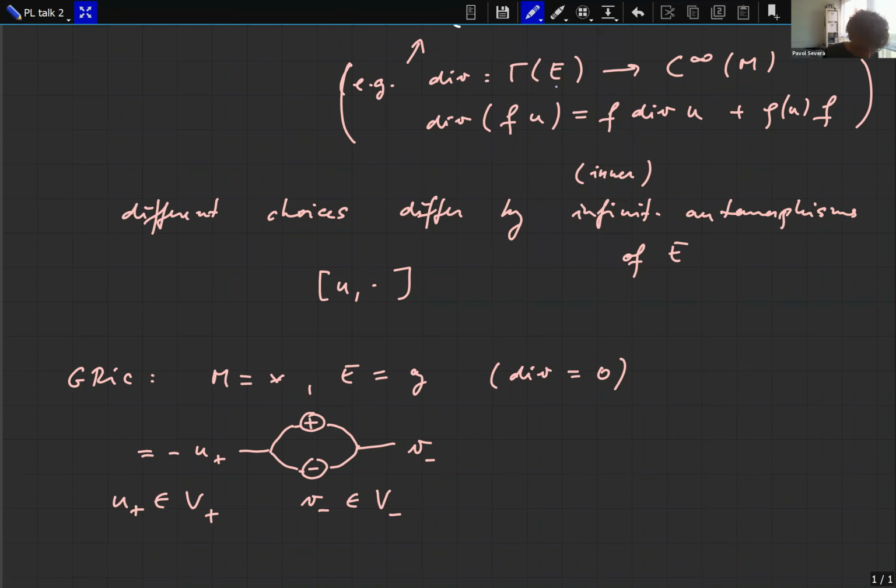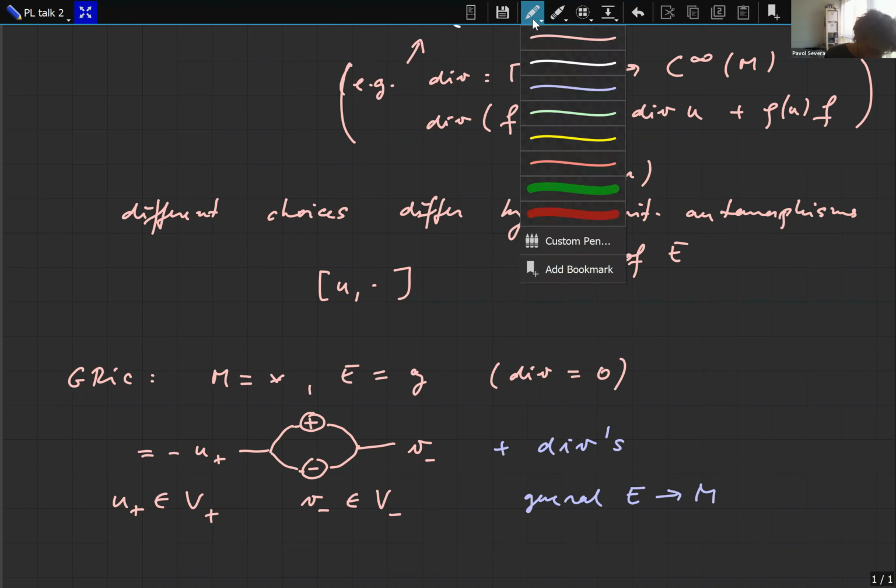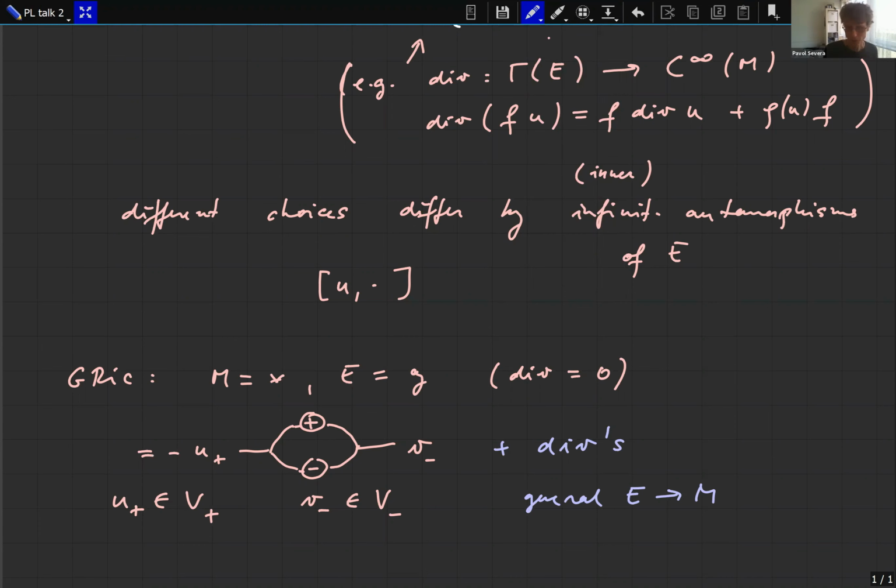It's a nice expression. Now for general E over general M, the thing differs simply by adding some divergences. I will not tell you what those terms are, because after the break, I'll tell you something better. So I don't know, it's probably time to do a break anyway. Yeah, sounds good. Thanks a lot. Any questions before the break?